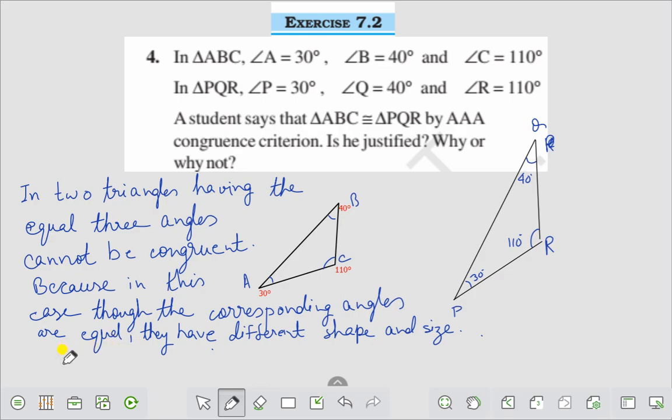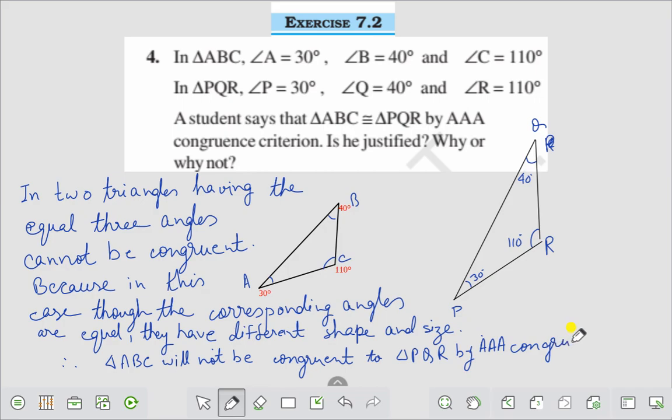Therefore you can say that triangle ABC will not be congruent to triangle PQR by the AAA, angle, angle, angle congruence criterion.